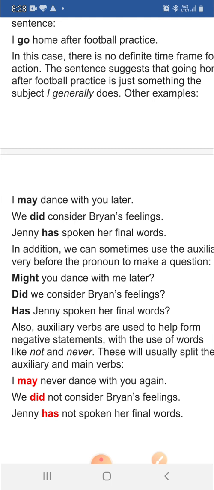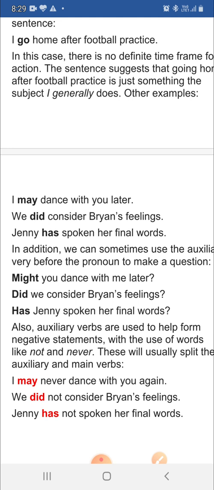Now in addition with this, we can sometimes use the auxiliary verbs before the pronoun to make a question. As I said, we can use it for question, we can use it for negation. Negation means negative sentences. So let us see the sentence. Might you dance with me later? So here might is an auxiliary verb and here it is used to frame a sentence with question. Did we consider Brian's feeling? It's again in the question form.